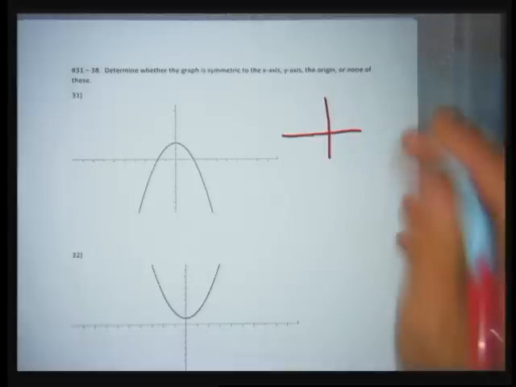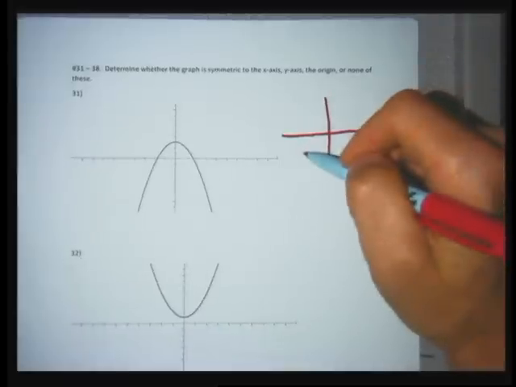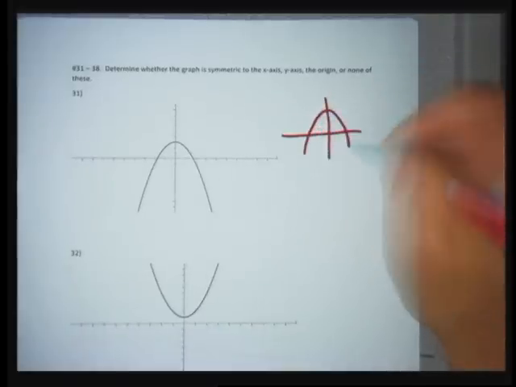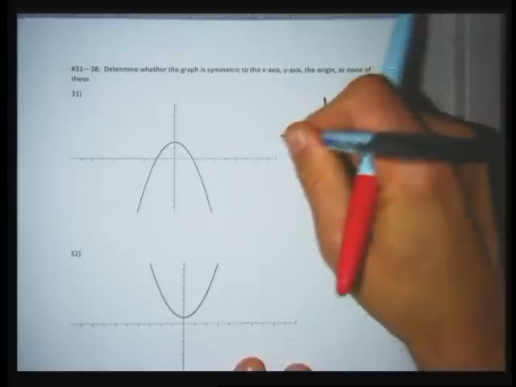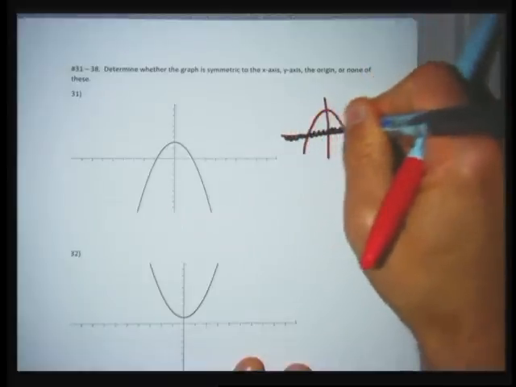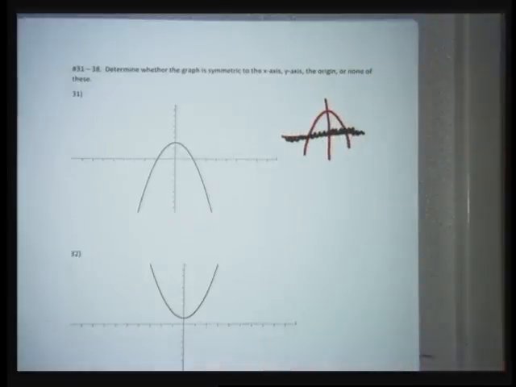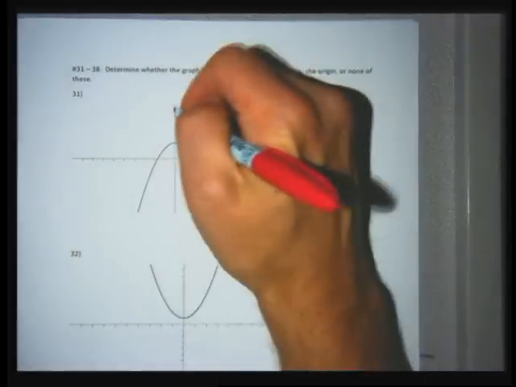So for this graph right here, that looks something like this. If the x-axis itself divided the graph into 2 identical pieces, I would say the graph is symmetric to the x-axis. It's definitely not symmetric to the x-axis because the line through the x-axis, the top and the bottom halves don't look the same.